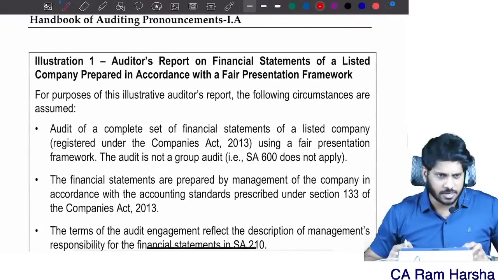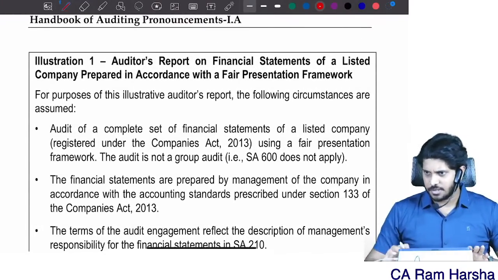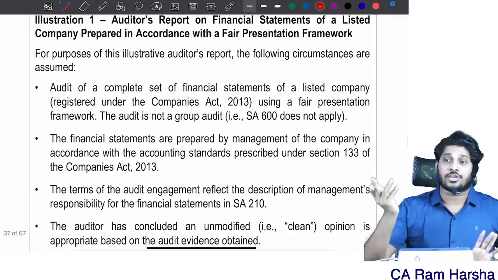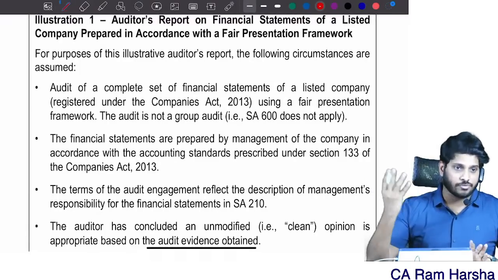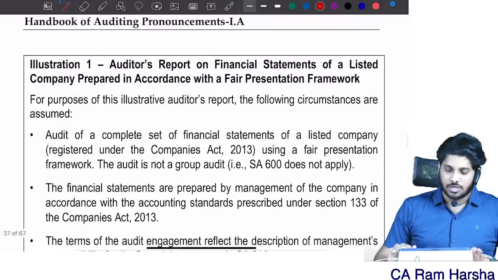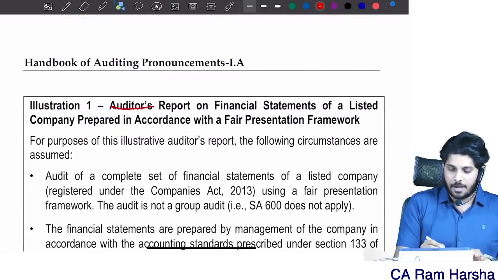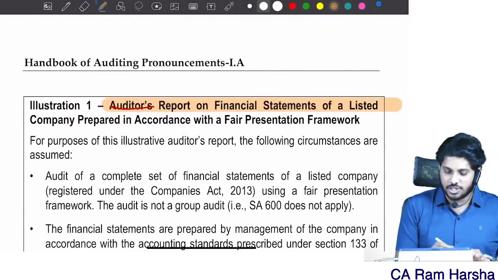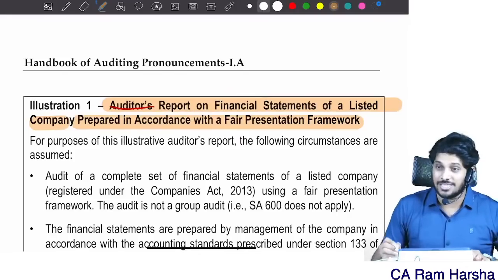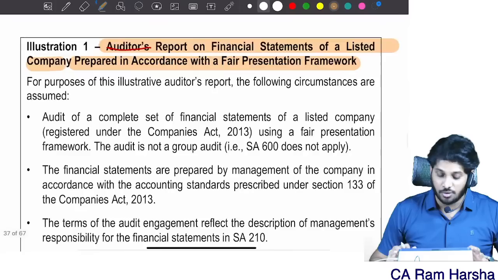Inside the audit report chapter in the ICA study material, they have given illustrative formats of audit reports. Suppose it is an auditor's report on financials of a listed company prepared using a fair presentation framework. So how does this audit report look?